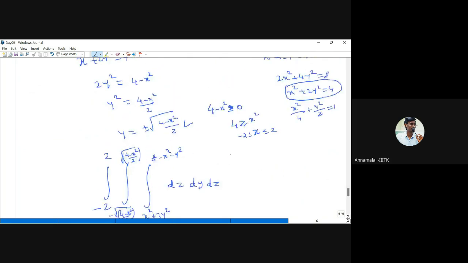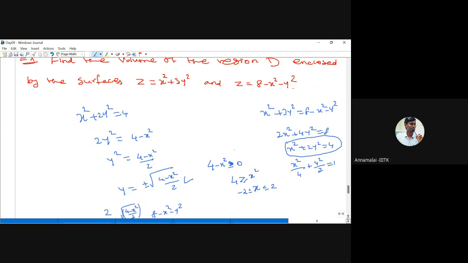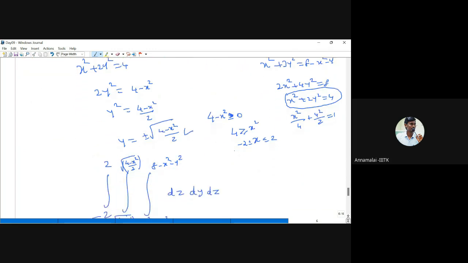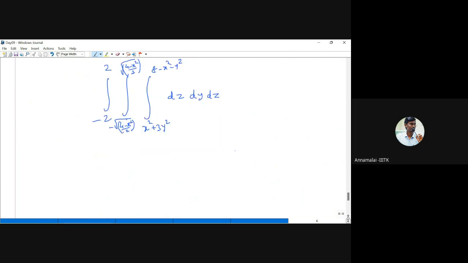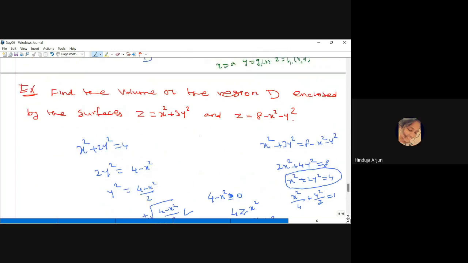I hope everyone understands how to find the limits. First, the given curve you take as the limit for z, and then you intersect these two curves, that is, solve these two and you get an equation. From this you can find y in terms of x, and then from that equation for y you can find the range of x. So the limits come from the given surfaces, bottom and top, two surfaces.